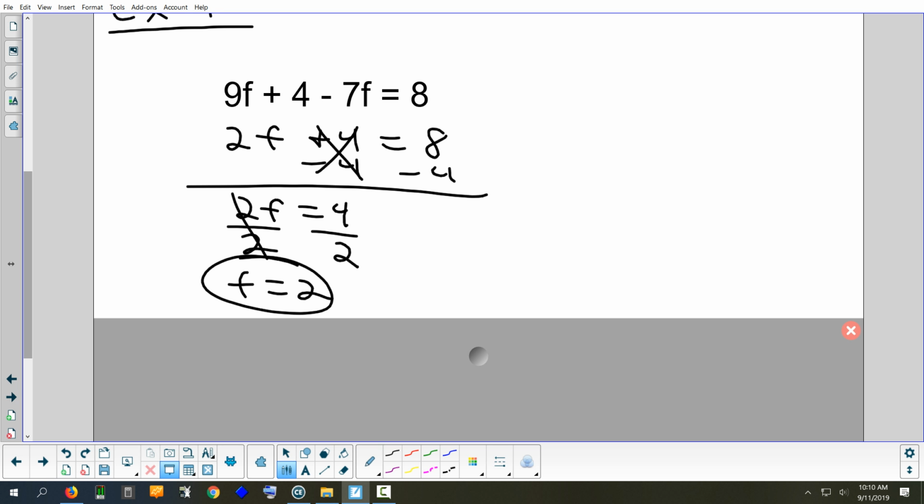Now, on the test, make sure you show your work, all right? Because if you show your work, and let's say you accidentally put f equals 3, I'll still give you half credit if you did something right. But if you just put f equals 3 and there's no work to show how you got it, then it's wrong, because I can't see any of your work. So make sure you put work so I can give you half credit.